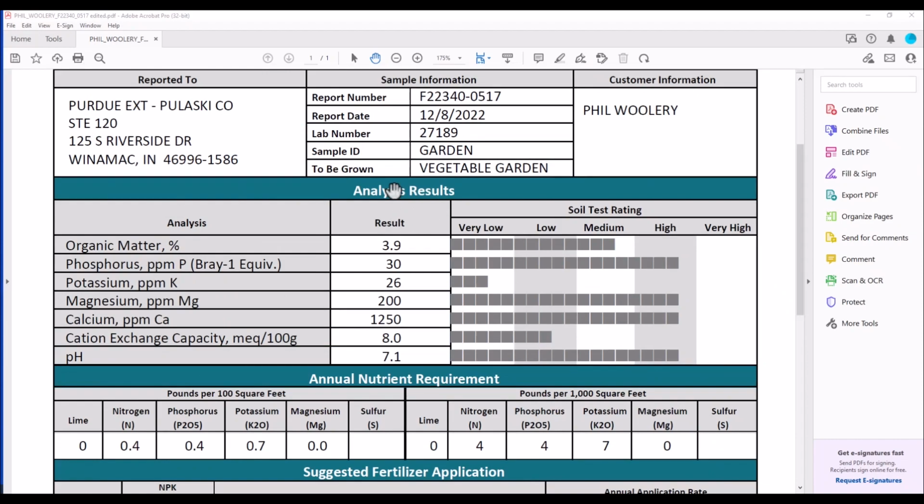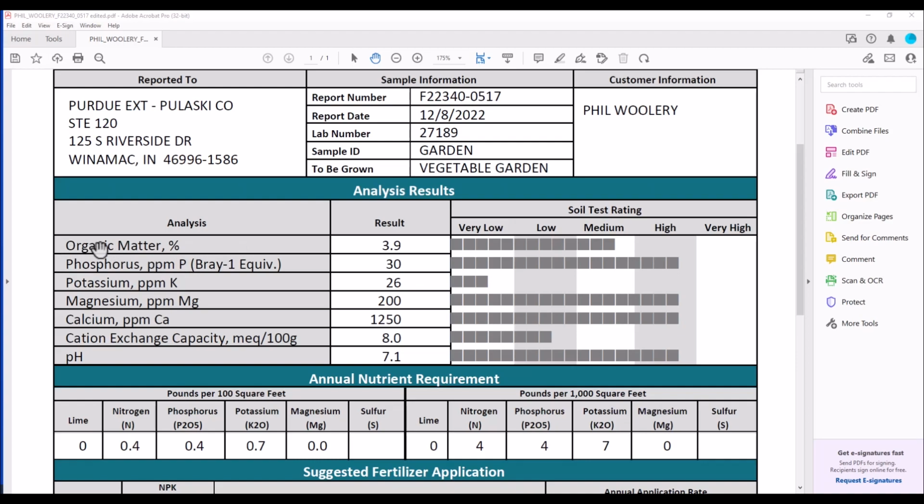So here we have our results from our soil test. On this paper, in this column we have the things that were measured in the soil test. Then here we have the results, the values that they measured, and a rating from very low to very high for those different things they measured. So we're going to go through these line by line and explain what each of them means.